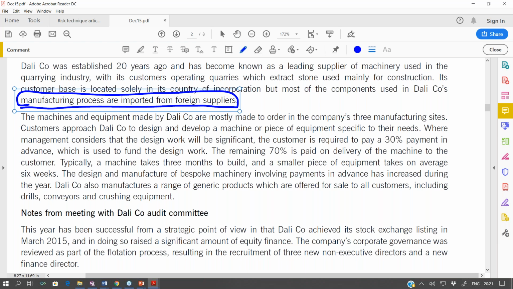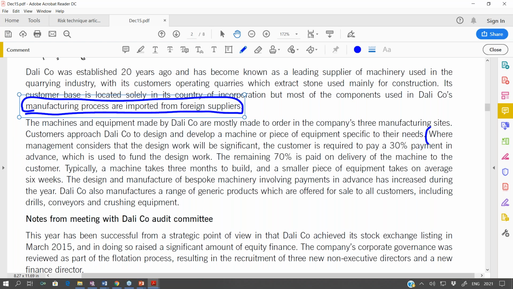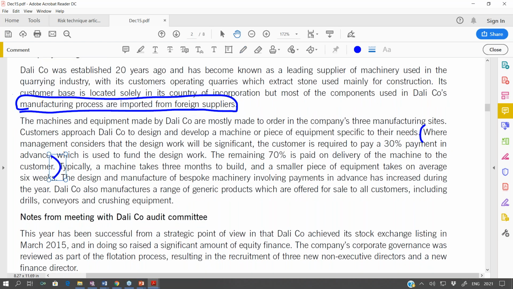See this, from here to here, where management considers that design work will be significant, the customer is required to pay 30% in advance, and the remaining 70% is paid on the delivery of the machine. 30% is paid in advance, whereas 70% is paid on the delivery of the machine. Is there a risk of revenue recognition here, that we record the advance payment as our revenue, as our income? How should we treat the advance? As a deferred income? As a liability?